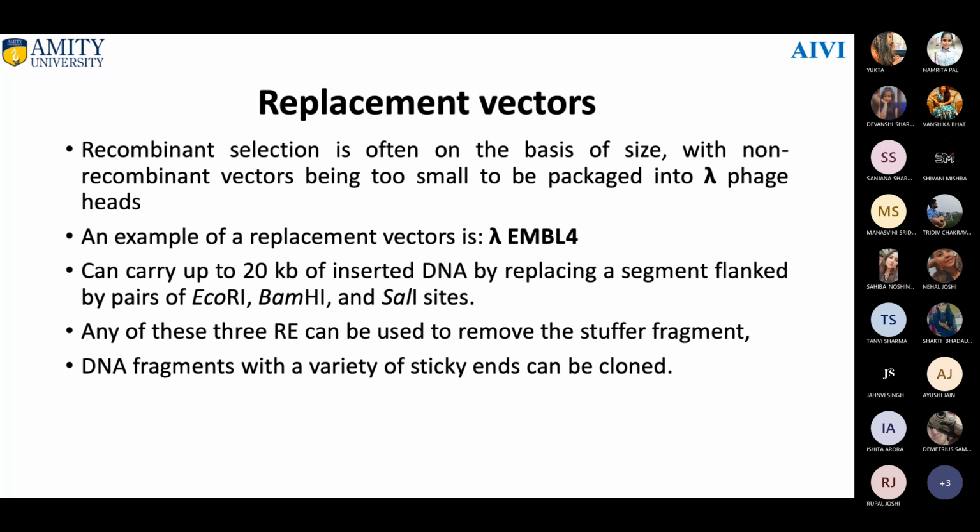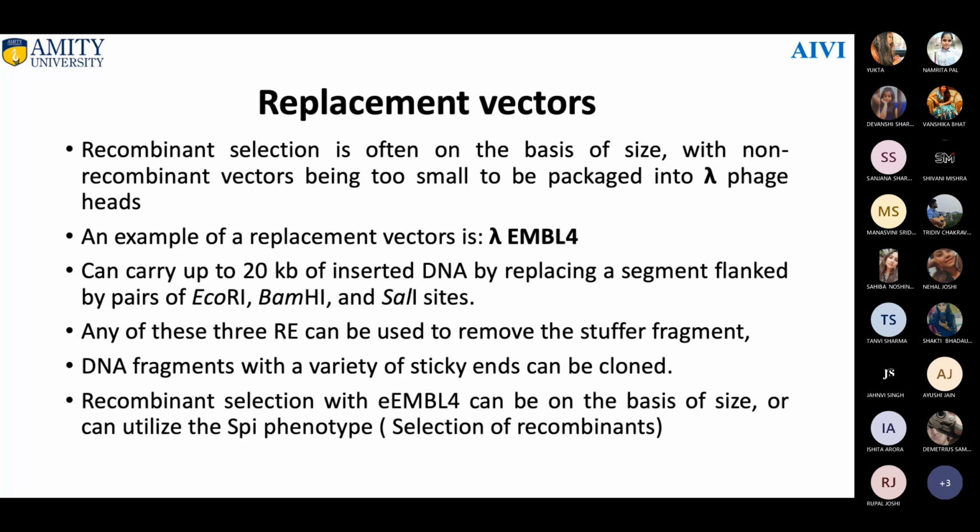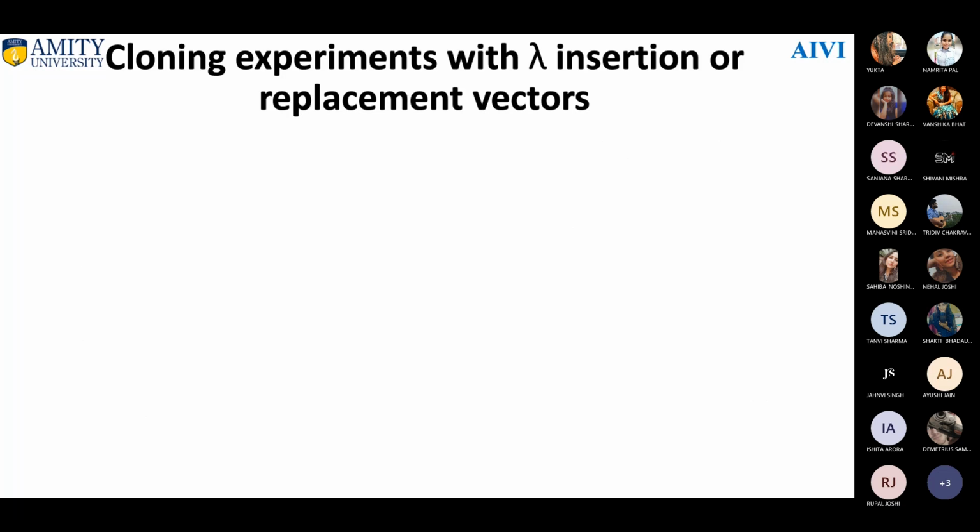DNA fragments with a variety of sticky ends can be cloned. Recombinant vectors can be screened on the basis of size, or you can utilize Spi phenotype selection for recombinants. Okay, so these are the types of the vectors.